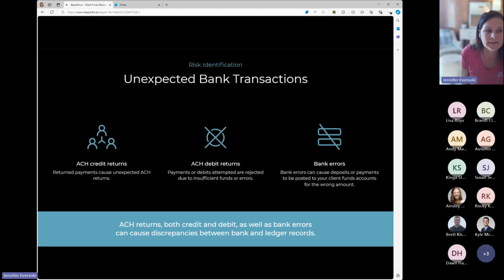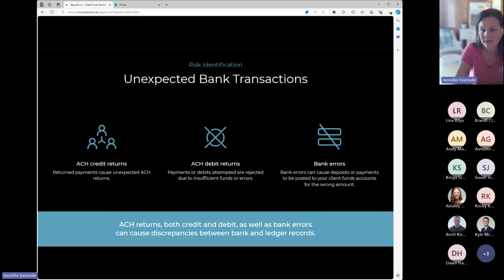The second risk that we have is unexpected bank transactions. These are not unauthorized, these are unexpected. These are things that you did not necessarily initiate, but that you need to account for in your reconciliation. We've got those ACH credit returns, ACH debit returns, we have to deal with those all the time. And then of course, bank errors. Again, banks aren't infallible. There are errors that happen, and it's in everyone's best interest to keep an eye out.